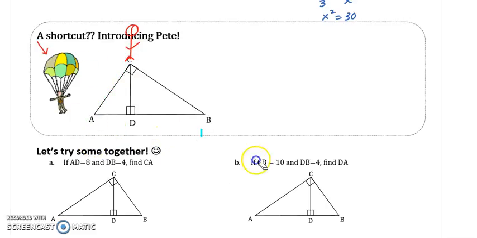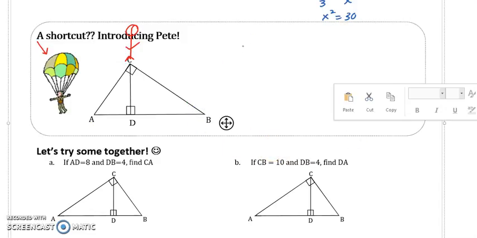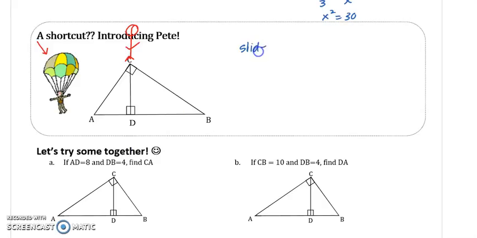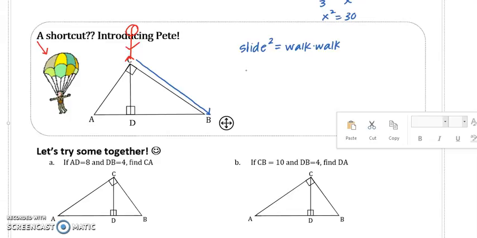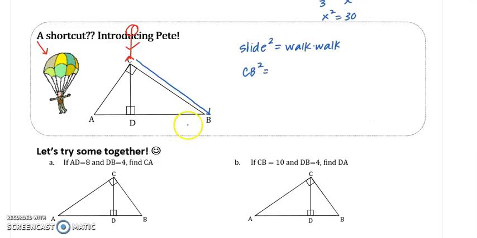This is a silly saying, but we're going to go ahead and call this his slide squared equals walk times walk. This works every time. Gives us the same setup as all the similarity. It really is a little bit of a cheat and a memorization tactic, so we don't have to do similarity every time. So watch this. Here we go. Pete slides down CB. So that's his slide. We're going to say CB squared equals, he can walk the length DB, times, he can walk the whole length, which is AB. Whoops, sorry, DB not squared. Slide squared equals walk times walk.